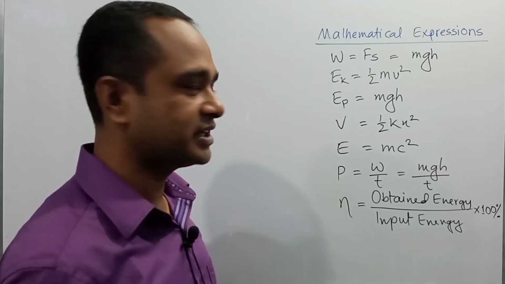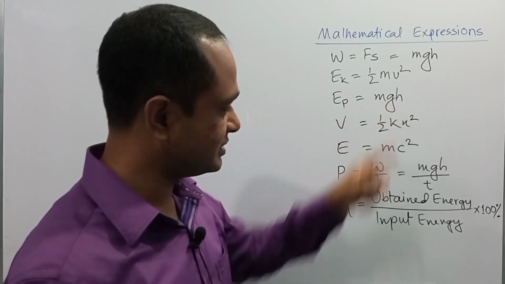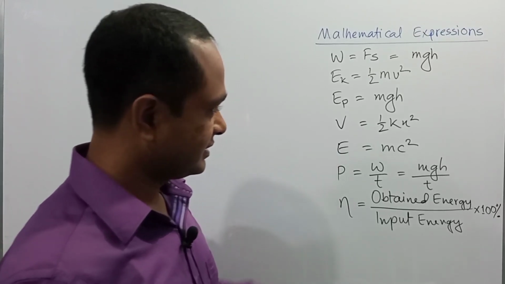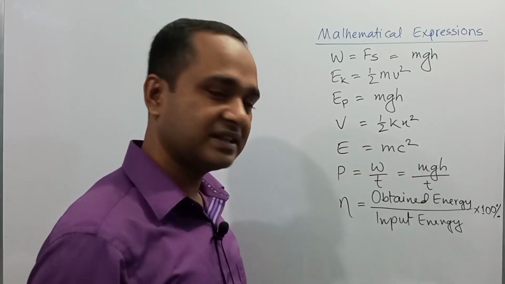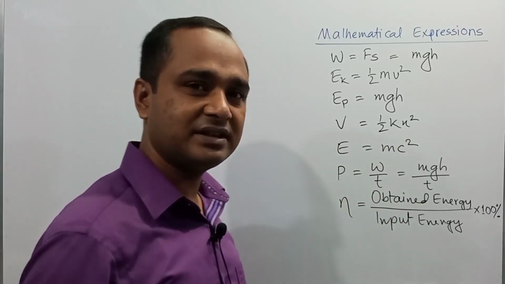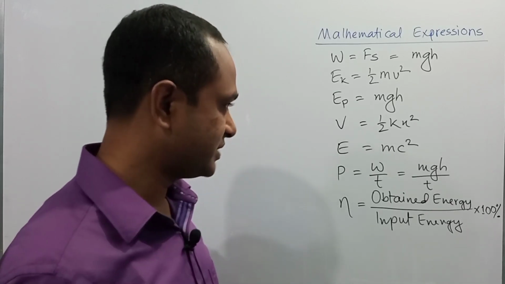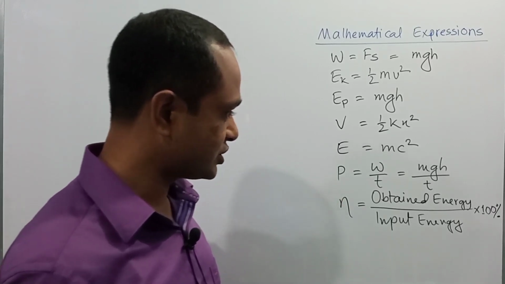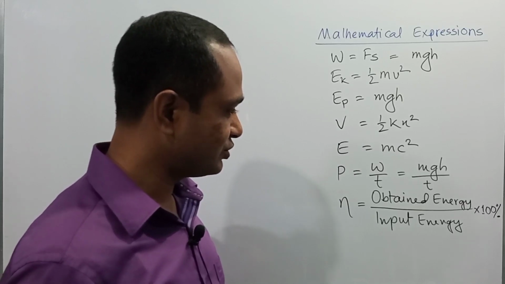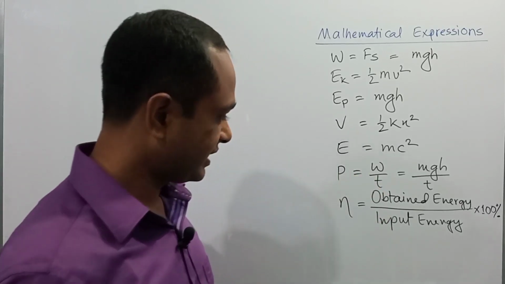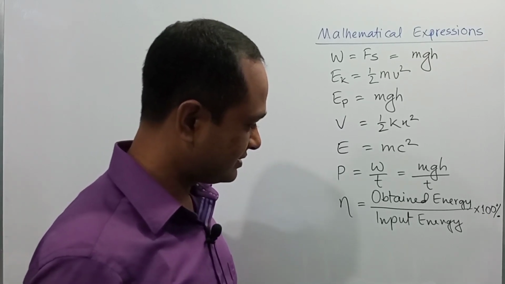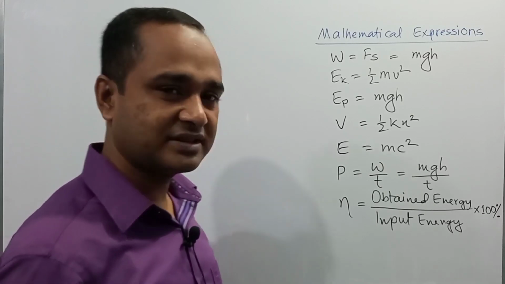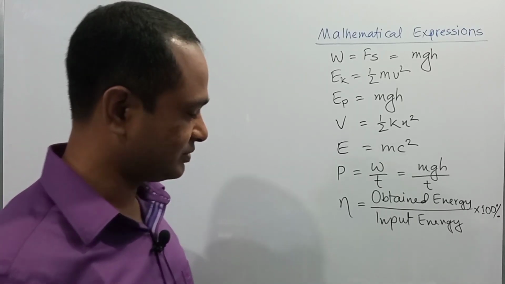Here Ep is potential energy, m is mass, g is acceleration due to gravity, and h is the height. V is equal to half kx square. Here k is spring constant and x is the expansion of the spring. So V is the stored energy in a spring. E is equal to mc square, so Einstein's mass energy relation. Power P is equal to W by t or mgh by t, and efficiency is obtained energy divided by input energy multiplied by 100%. So these are the expressions to solve mathematical problems, right?